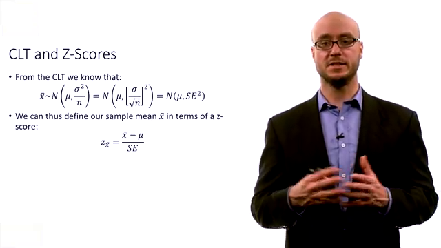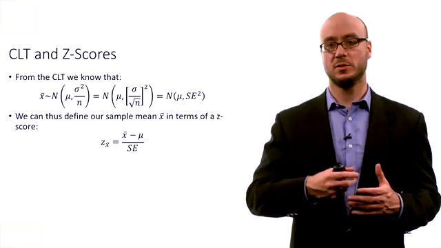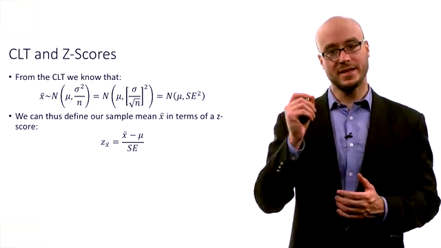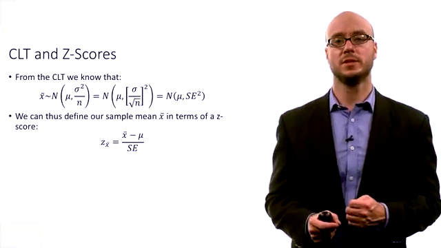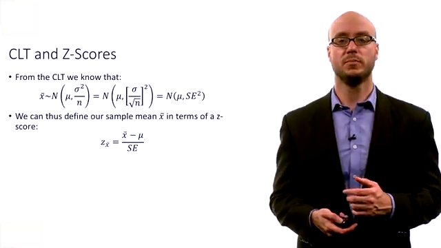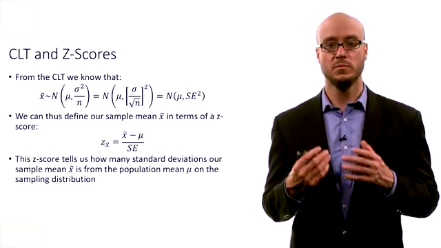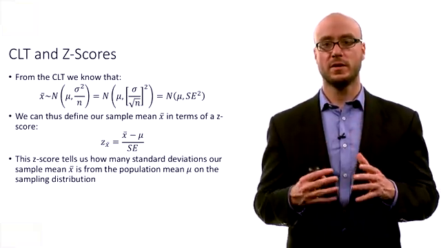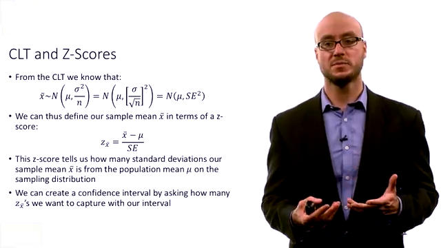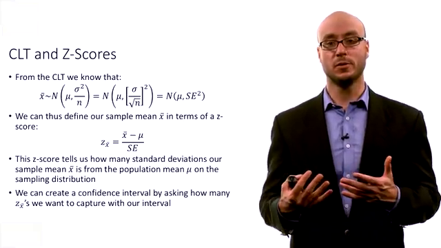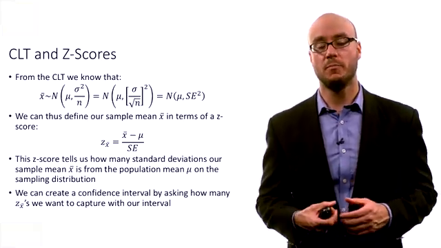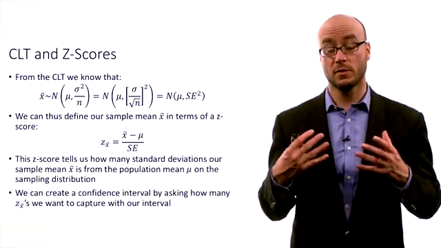So if you get a Z-score of 2, that particular sample mean is going to be 2 standard deviations above the population mean. If you get a Z-score of 0, that sample mean happens to have the same value as the population mean mu. The point is we're just converting our sample means into these deviations above and below the population mean mu. Once we've converted these to Z-scores, recall that we can create confidence intervals by asking how many Z-scores, in essence, we want to capture with our interval, where these Z-scores are deviations above or below the population mean for our sample means.